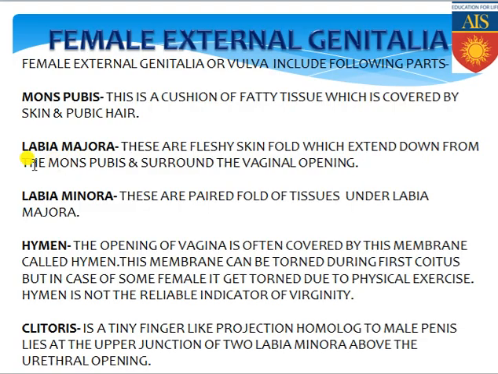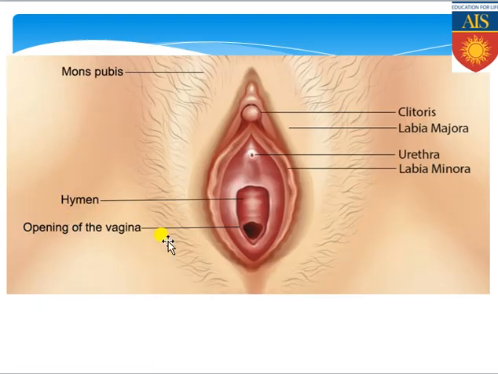Clear? Next, labia majora. This is the portion where the fleshy skin folds are present on both sides of the vulva, which extend down from the mons pubis and surround the vaginal opening. So here you can see that is the labia majora. This portion and this portion, these two are commonly known as labia majora. These skin folds start from the mons pubis region and extend to the lower portion. And keep it in your mind, these skin folds are responsible for covering the female external genitalia, or you can say the vulva.